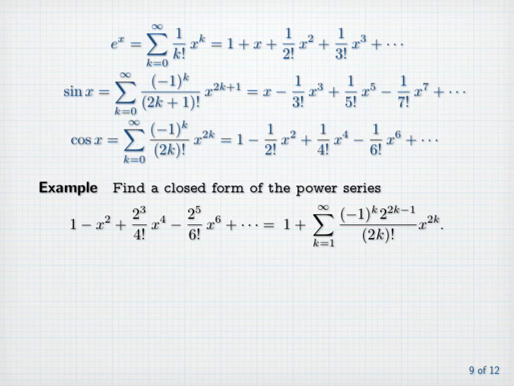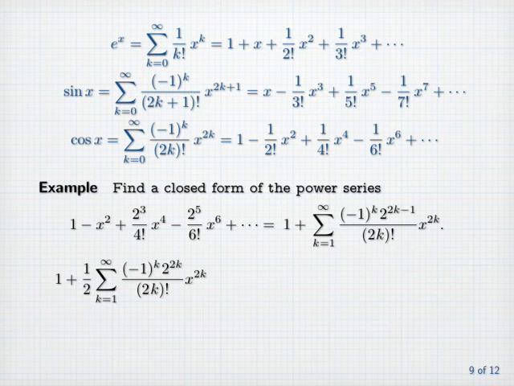The kth term of that sum is clearly similar to the kth term of the series for cosine. So we'd like to rewrite that kth term as minus 1 to the k over 2k factorial times something to the 2k power. By factoring out 1/2, 2 to the 2k minus 1 power becomes 2 to the 2k power, and so our series becomes 1 plus 1/2 times the sum of minus 1 to the k over 2k factorial times the 2k power of 2x.